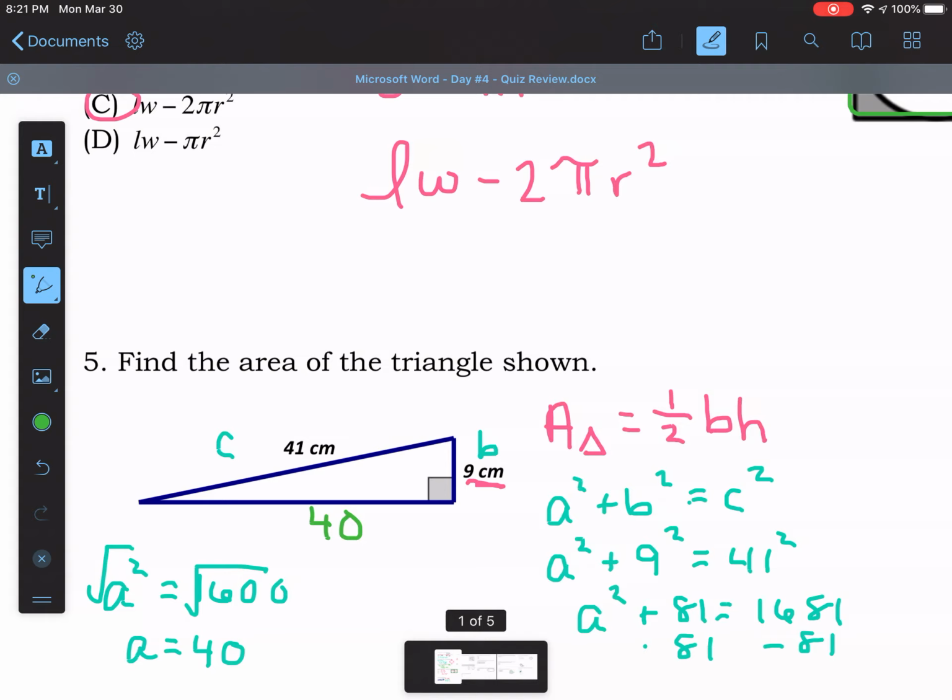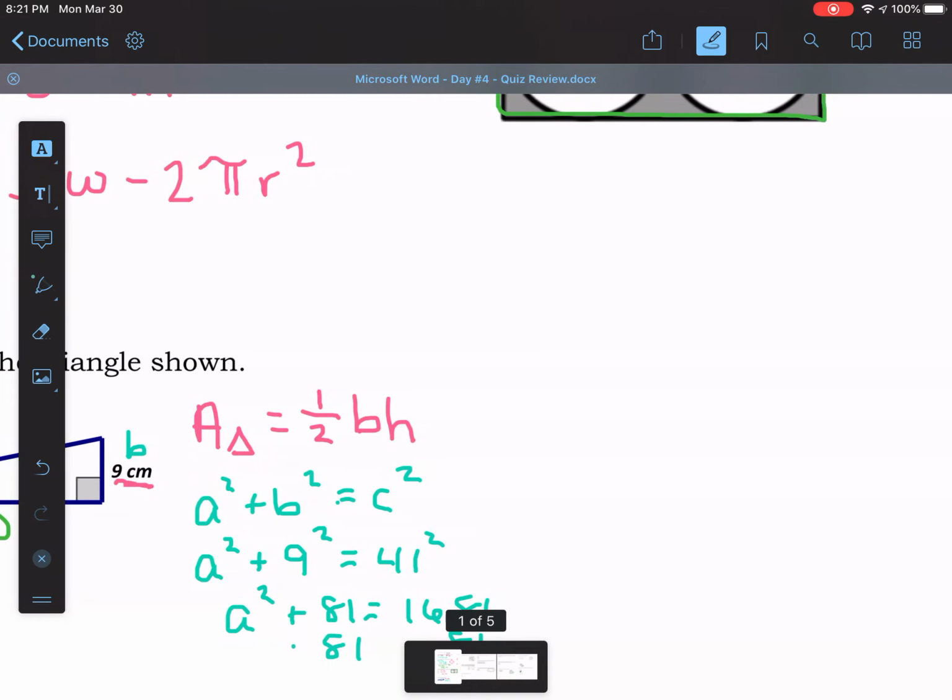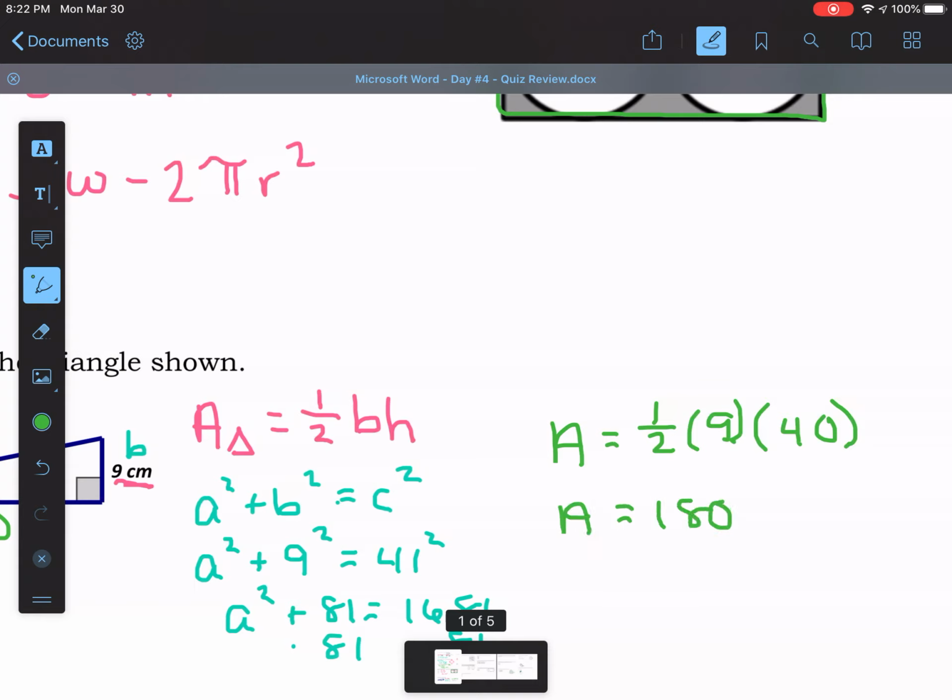So now I'm going to take my base and my height and just plug them into this formula. So I'm going to actually just move this over a little bit. Okay, so we are doing 1/2 times 9 times 40, which is 180. So 180 centimeters squared.